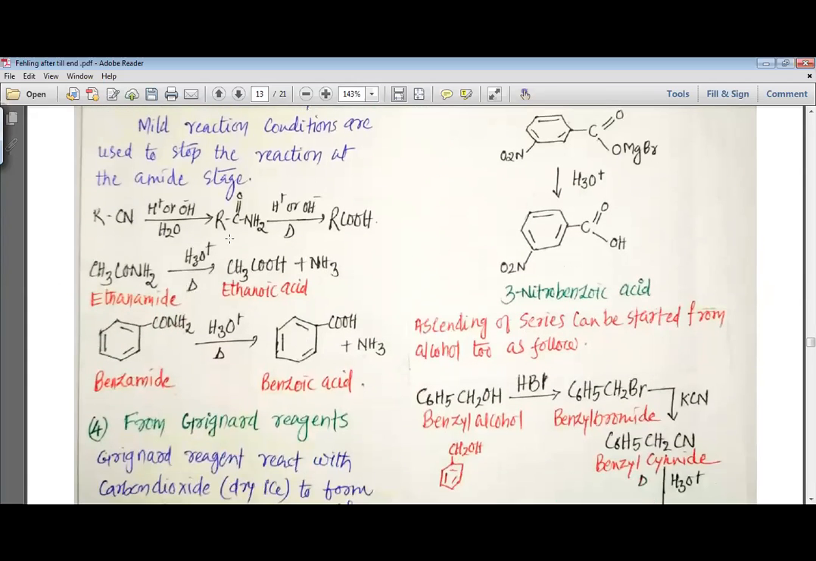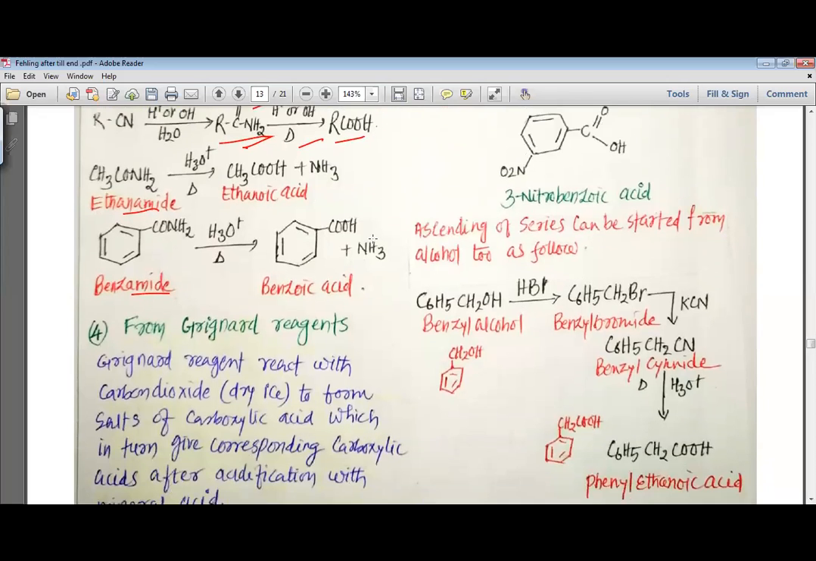On hydrolysis of nitrile, we get amides, and these amides on further hydrolysis give us the carboxylic acid. If we have mild conditions, then the nitriles can be converted only up to the amide, and the amide is not converted into the acid. But you know that these amides on hydrolysis can be easily converted to the carboxylic acid. You can see ethanamide and benzamide can both be converted to the respective ethanoic acid and benzoic acid.